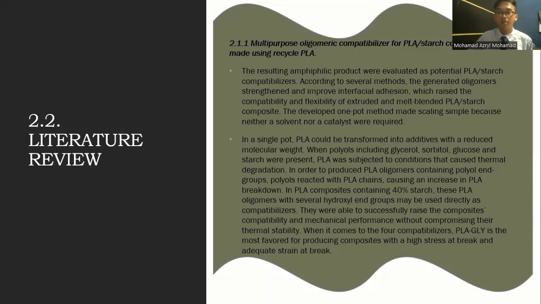In order to produce PLA oligomer containing the polyol end group, polyol reacts with the PLA chain, causing an increase in PLA breakdown. In PLA composite containing 40% starch, this PLA oligomer with several hydroxyl end groups may be used directly as compatibilizer. They were able to successfully raise the composite compatibility and mechanical performance without compromising their thermal stability. When it comes to the four compatibilizers, LLGLY is the most favored for producing composite with a high stress at break and adequate strength at break.